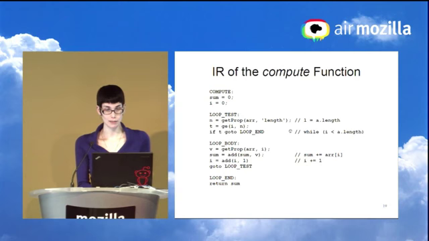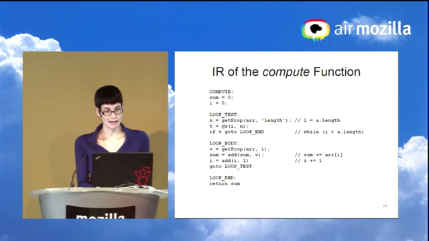The intermediate representation of the function would look something more like this. Maybe I have some basic blocks with labels. So I enter the function, I initialize my sum and my i to 0. Then I go to my loop test and I'm going to get the array length. So this is going to be a primitive call to the get property method of the array. And then I'm going to compare i against the length of the array.